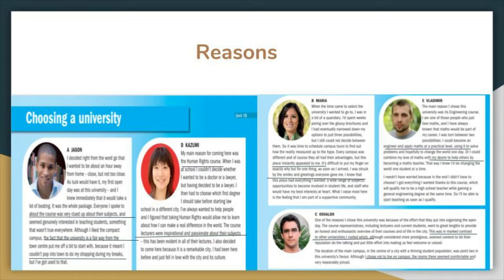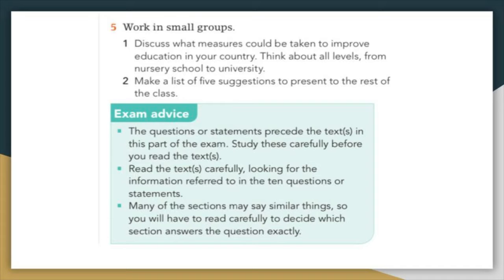So next, let's move on to the next slide. In this slide, which is activity 5, you have to work in a small group, and of course you cannot work in a small group here. So this is the moment to take your time and try to discuss with yourself what measures could be taken to improve education in your country. Think about all levels, from nursery school to university.